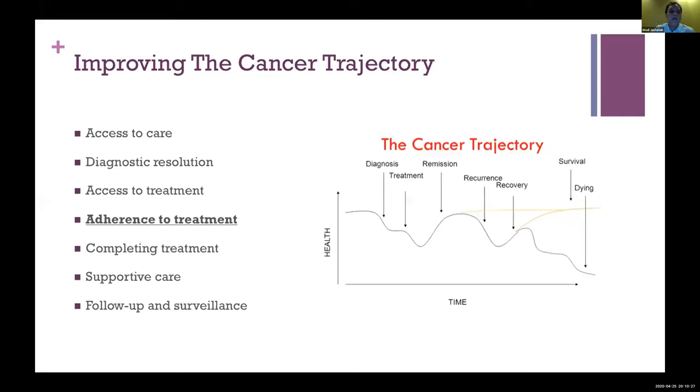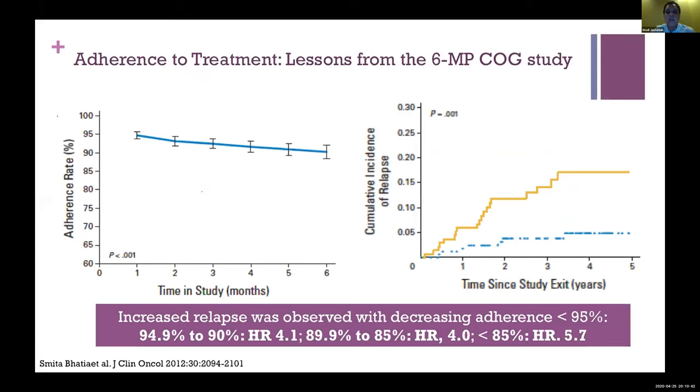So another challenge is adherence to treatment. As Scott mentioned, poor adherence can significantly impact outcomes. And a very good example of this is what we learned from the COG 6-mercaptopurine study. And in this study, they evaluated the impact of adherence on relapse outcomes.